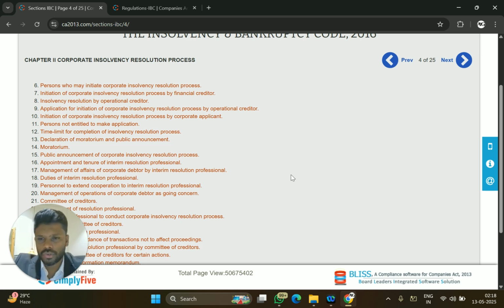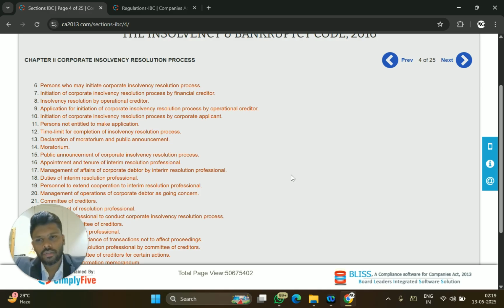They will enter into negotiation. They can also enter into challenge mechanism or Swiss mechanism, whichever way they want. And then after final negotiations, the RP then puts the plan for voting, and the COC may then approve one of the plans or may reject all the plans, depending upon their commercial wisdom.